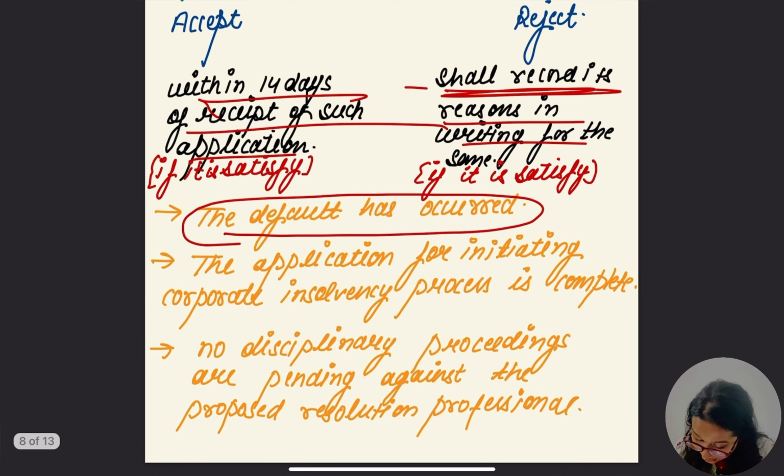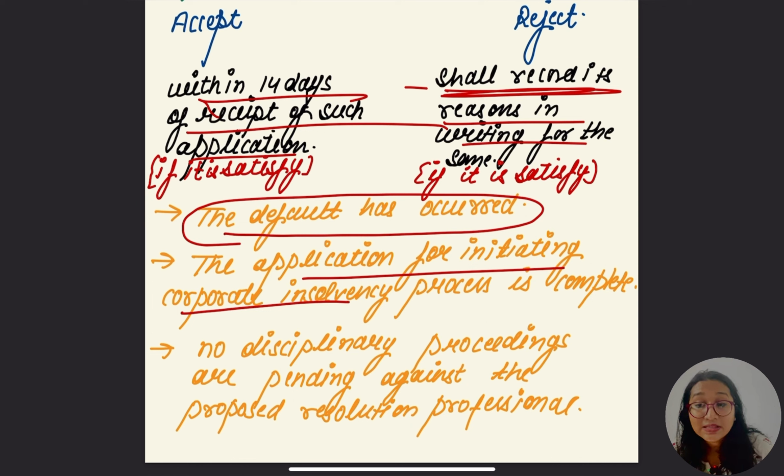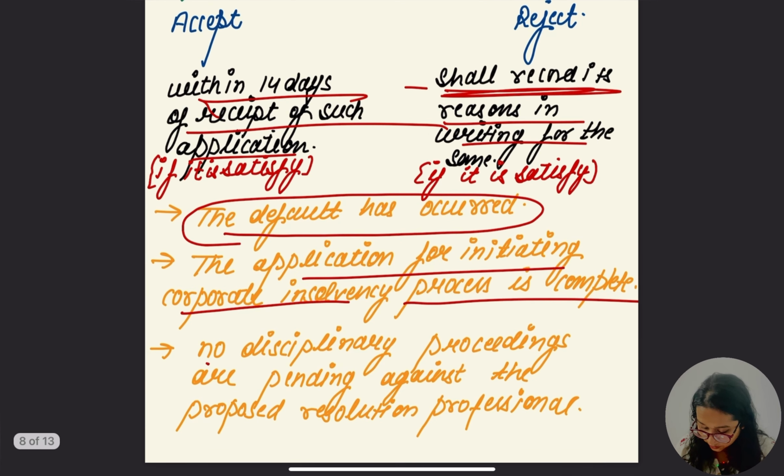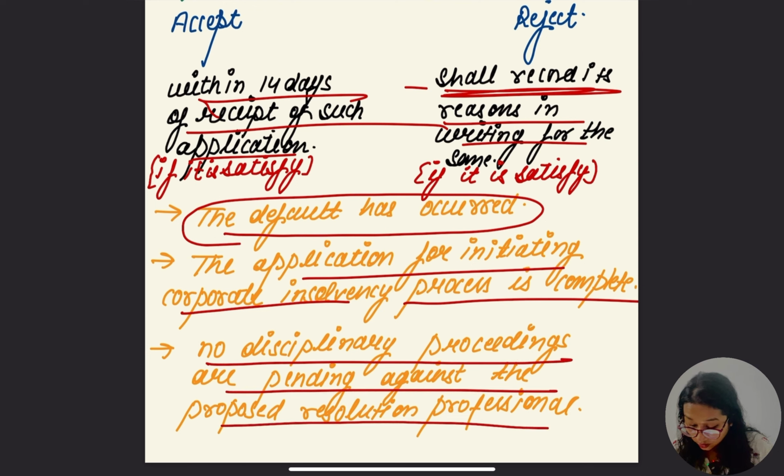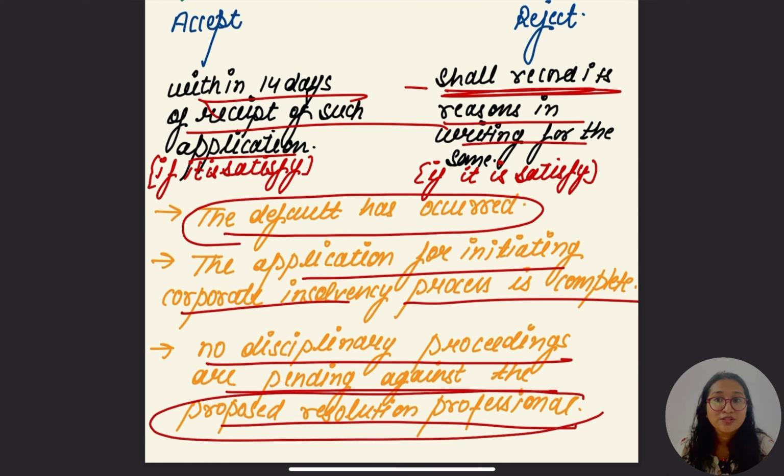Second, the application for initiating the corporate insolvency process is complete, ठीक है. So the second condition is about the corporate insolvency resolution process application being completed. Third, no disciplinary process is pending against the proposed resolution professional, which means no proceeding is pending, ठीक है, against whom? The resolution professional. They propose the name given by the professionals, ठीक है, by the company, or the financial creditor or the operational creditor. So no proceeding is pending against them, ठीक है.